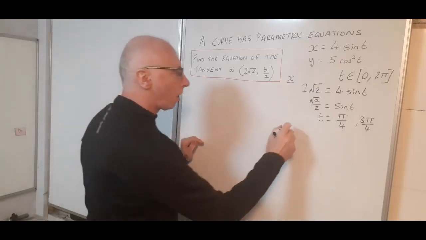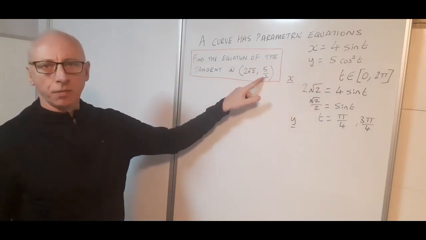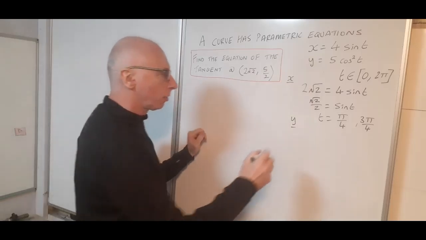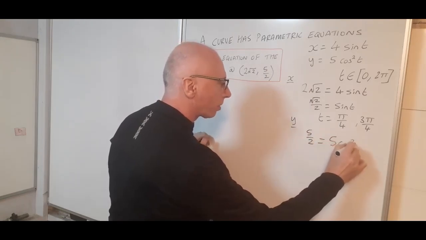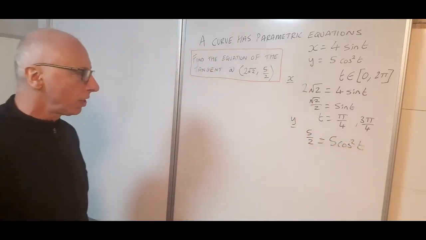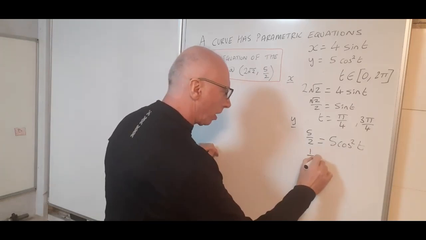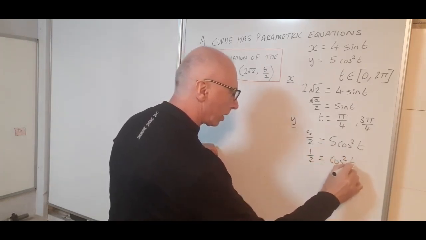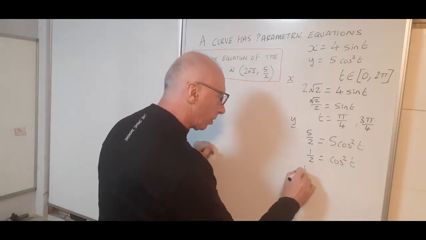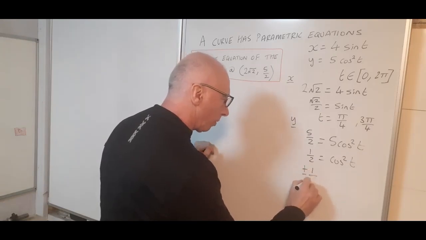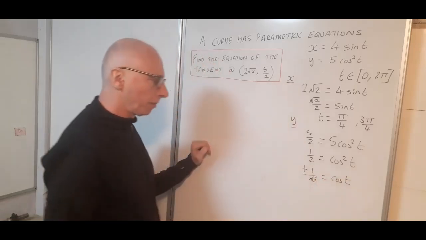So now let's have a look at y. Now here I've got 5 cosine squared t, and I've got 5 over 2. So let's set those equal to each other. So 5 over 2 equals 5 cosine squared t. So let's solve for t here. Divide both sides by 5, so I'll get 1/2 equals cosine squared t. Then take the square root of both sides, so I've got plus or minus 1 over root 2 equals cosine of t.